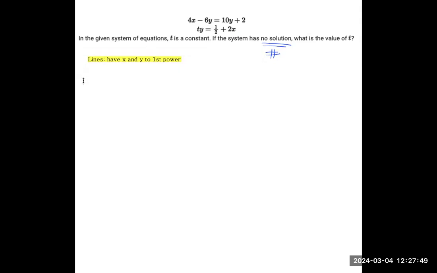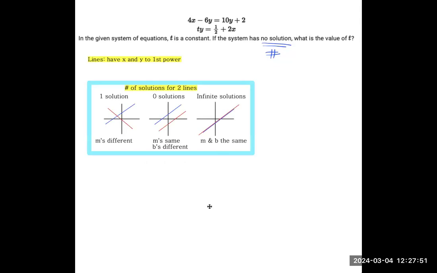But the number of solutions for two lines is a reference to these ideas. The idea that there are three ways two lines can intersect. They can hit once, one solution, if the slopes are different. They can hit never, no solutions, if the slopes are the same and the y-intercepts are different, or they can hit all the time. They can have infinite solutions if the slopes and the y-intercepts are the same.